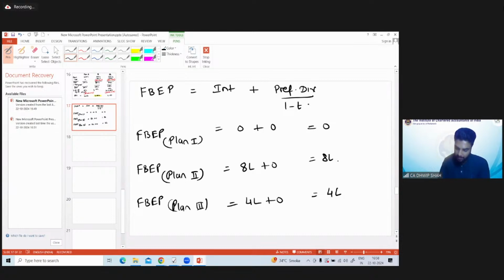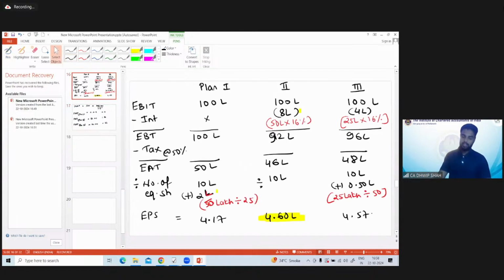Take EBIT at 8 lakh and calculate EPS for plan 2. Financial break-even point of plan 2 is 8 lakh, right? So here instead of 100 lakhs, you can take 8 lakh and your EPS would come to 0. Are you getting this? And for plan 3, it is 4 lakh. So instead of 100 lakhs, take EBIT as 4 lakhs. Then it will result in 0 EPS. Understood, everyone?